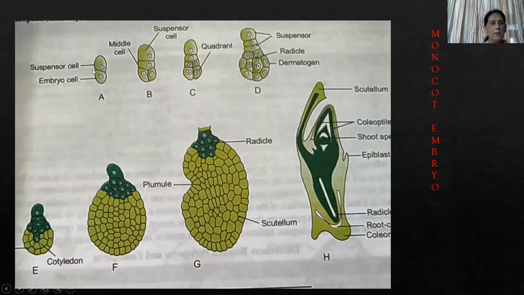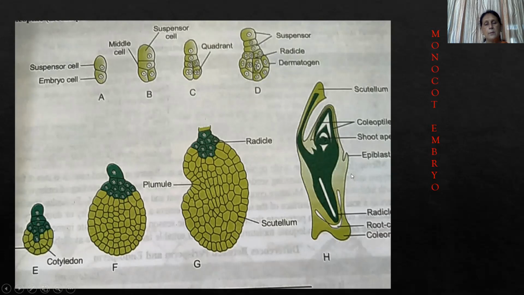Here the zygote differentiates into two parts. The outer is called the suspensor cell and the lower cell is called the embryonic cell. Next in the diagram, you see the middle cell, and from the middle cell, the radicle, plumule, and suspensor are formed, and from the terminal cell, the embryo or dermatogen are formed. And here you see the cotyledon is derived from the terminal cell. So this is the diagram.